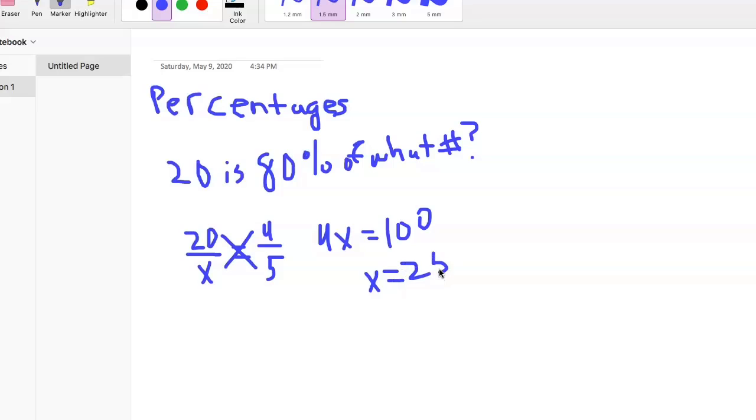As we said, we knew that number was going to have to be greater than 20. If that doesn't make sense to you, then maybe it's easier to just do the formula. But if it said 20 is 120% of what number, then we would know 20 is a little bit greater than whatever the number is, and that number would be less than 20. But anyway, as we set it up, 20 over X equals 4 over 5, cross multiply, and we get X equals 25.